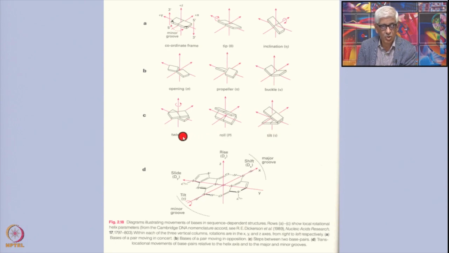So one of them you call the twist, this is called the roll, this is called the tilt, and similarly here you call them opening, this is the propeller, and this is the buckle. So here also inclination, these ones are called tip, this is inclination, and this is the coordinate frame indicating the same, and all of those are described here in a little more explicit manner. So you have the summary.